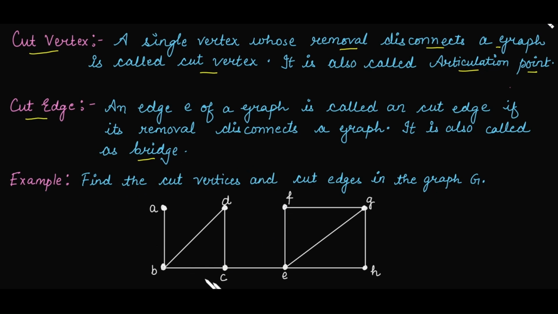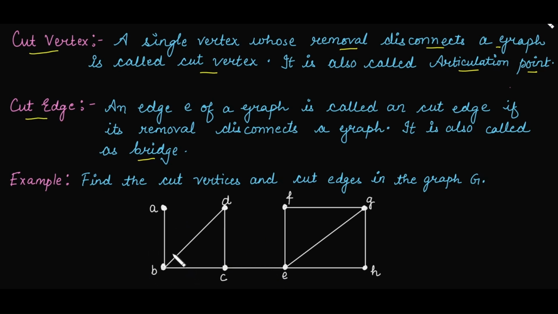For example, we need to find the cut vertex and cut edge for this graph G. If you remove a vertex A, does it disconnect the graph? Note that when you remove a vertex from a graph, it means we remove the edges incident with that vertex. For example, if you remove this vertex A, we need to remove this edge AB. Now the question is whether this graph is disconnected. The answer is no. This graph is connected. So A is not a cut vertex.